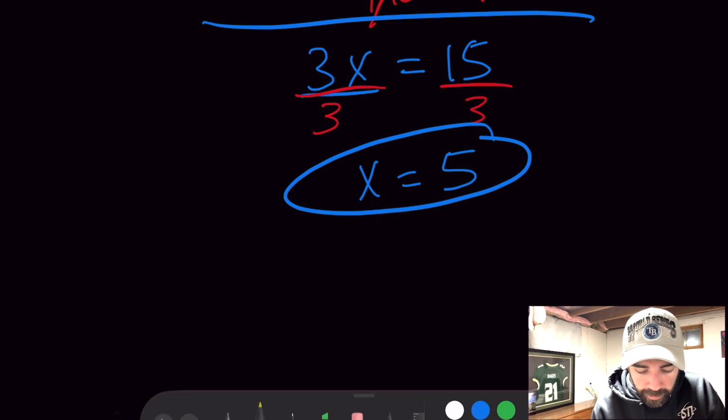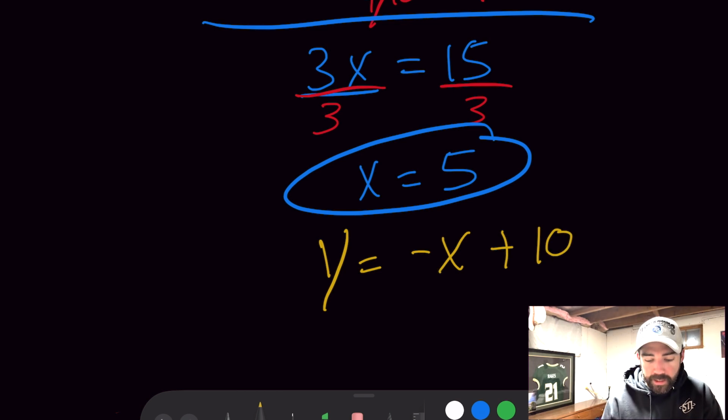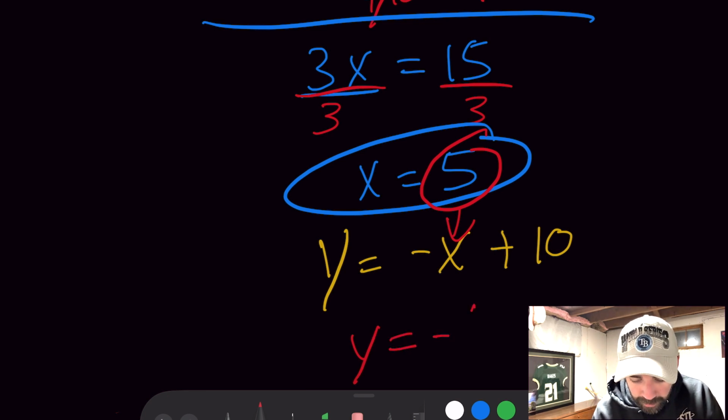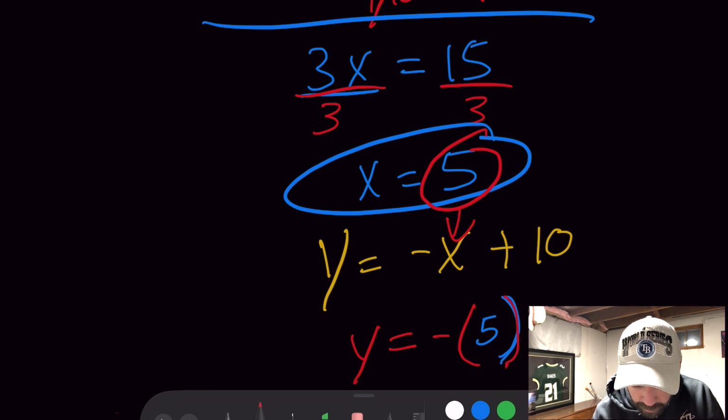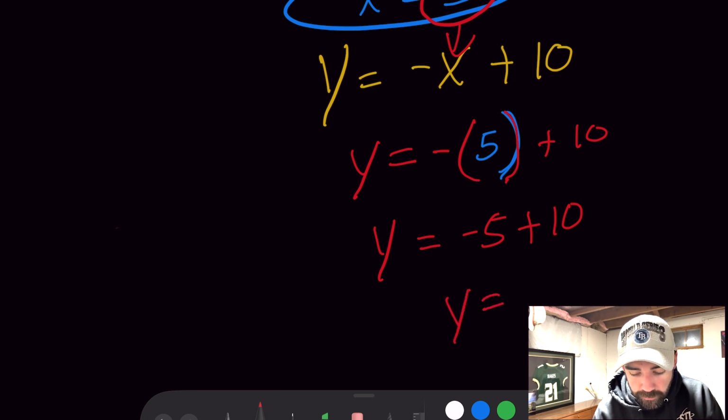So here we go. That equation was y equals negative x plus 10. Well, we know what x is, right? X is 5, so we're going to plug it in right there using substitution, right? We have negative 5 plus 10. So we have y equals negative 5 plus 10. Negative 5 plus 10 is just y equals 5.